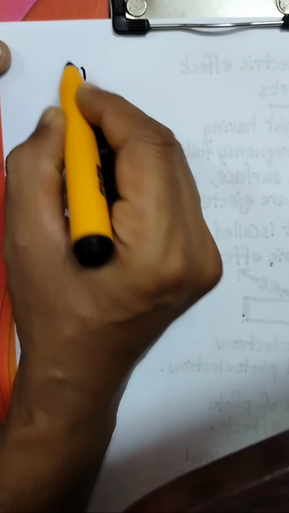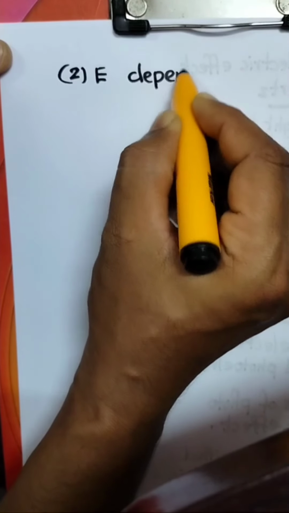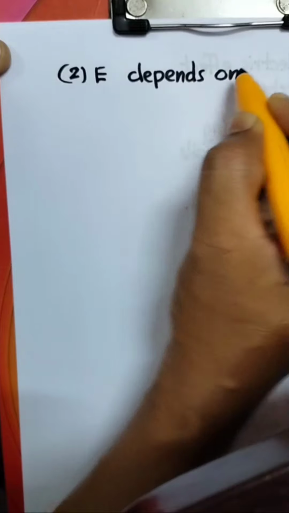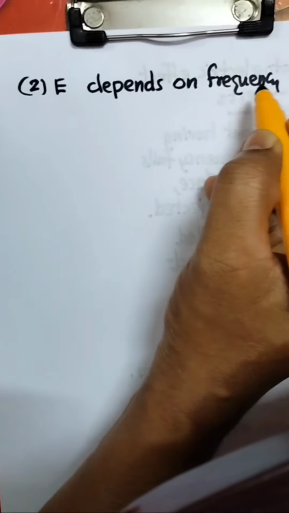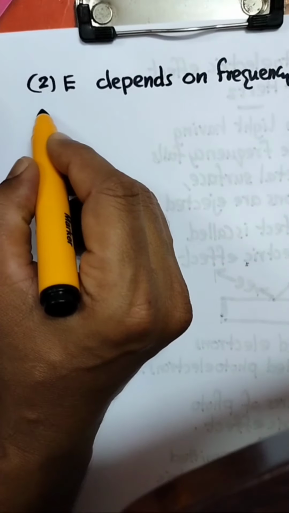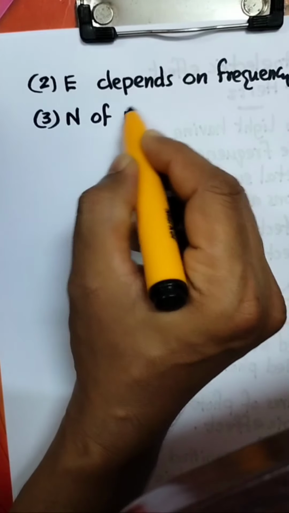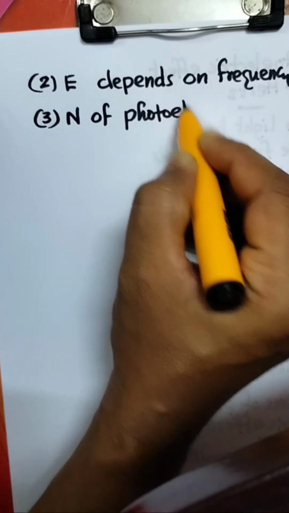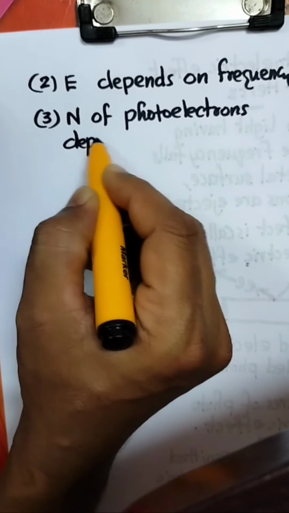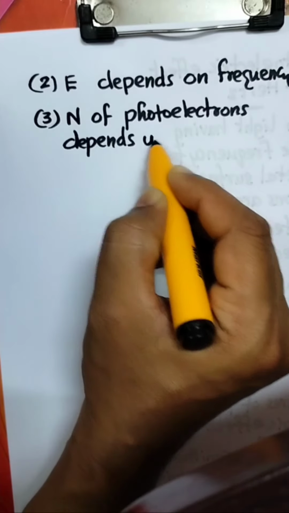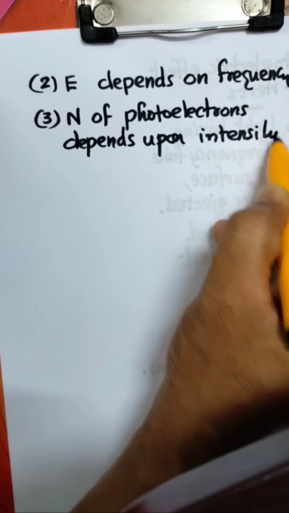Second feature, energy of photoelectron depends upon frequency of light. Third point, number of photoelectrons depends upon intensity of light.